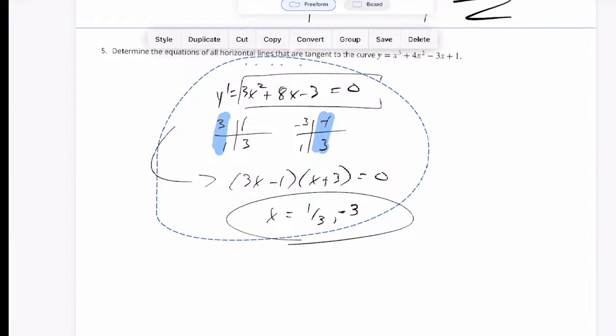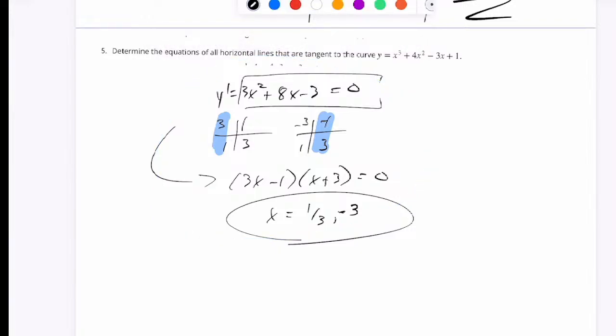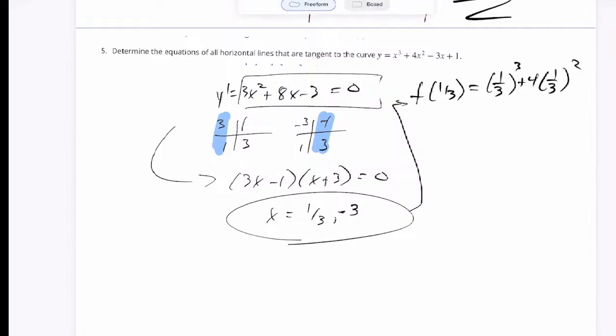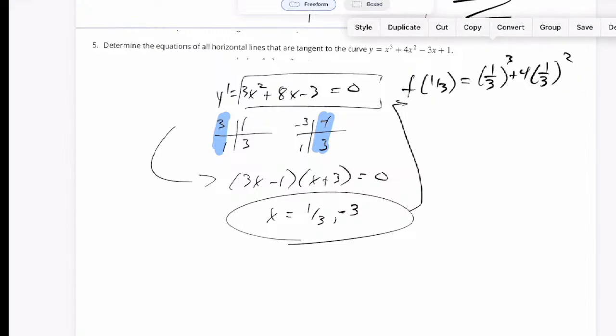They want the equations. So I'll let you, well, it won't take long. Sub this in here for each equation. For this one here, I want to find the y value. So this is f at a third, which is 1/3 cubed minus 4 times a third squared. And I completely ran out of room, so I've got to do this.